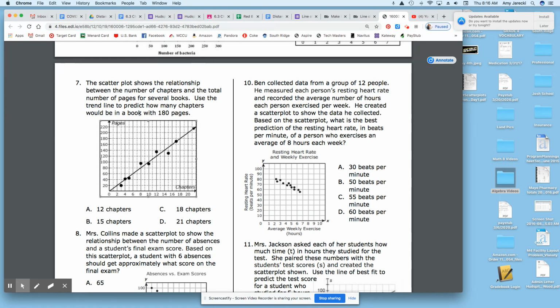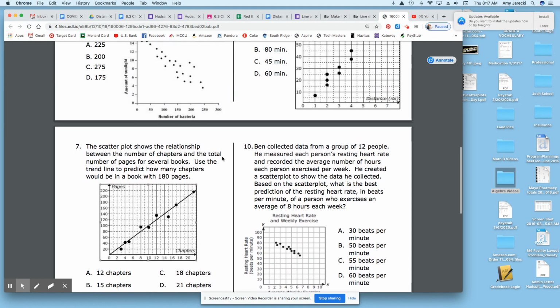Anyway, so the question is 180 pages. Here's 180 pages. We go across. Don't go to the point, go to the line, drop down, and we can estimate that it's 18 chapters. Might be a little more, a little less, but it's a good estimation, 18 chapters. Okay.